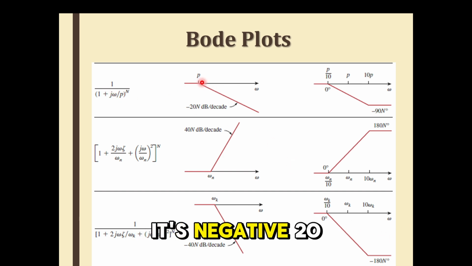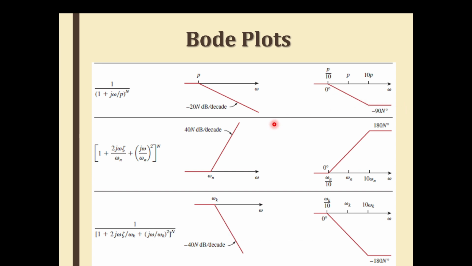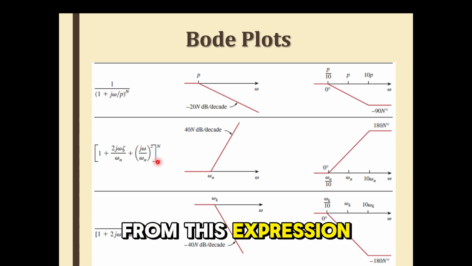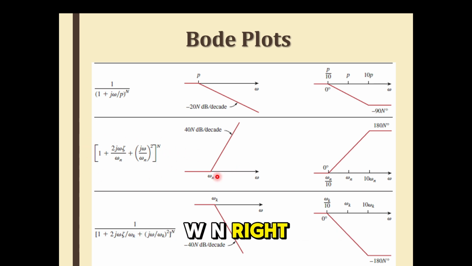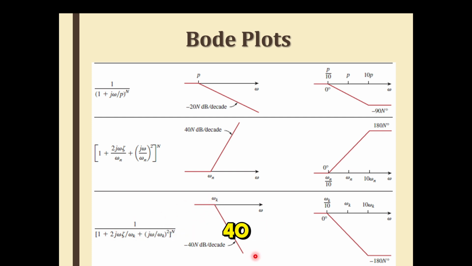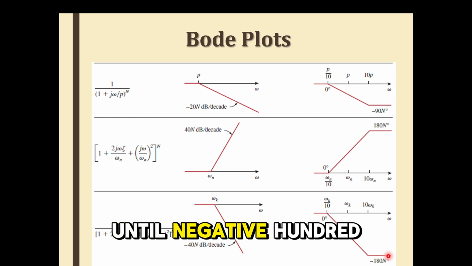And yes, we have one left. If it is a pole, it means negative 20, and it starts from negative 90. And as for the quadratic, from this expression we know the wn, right? From the wn you will have 40 dB per decade. As for the phase, you will go up to 180. In the denominator it means negative 40, and will go until negative 180.